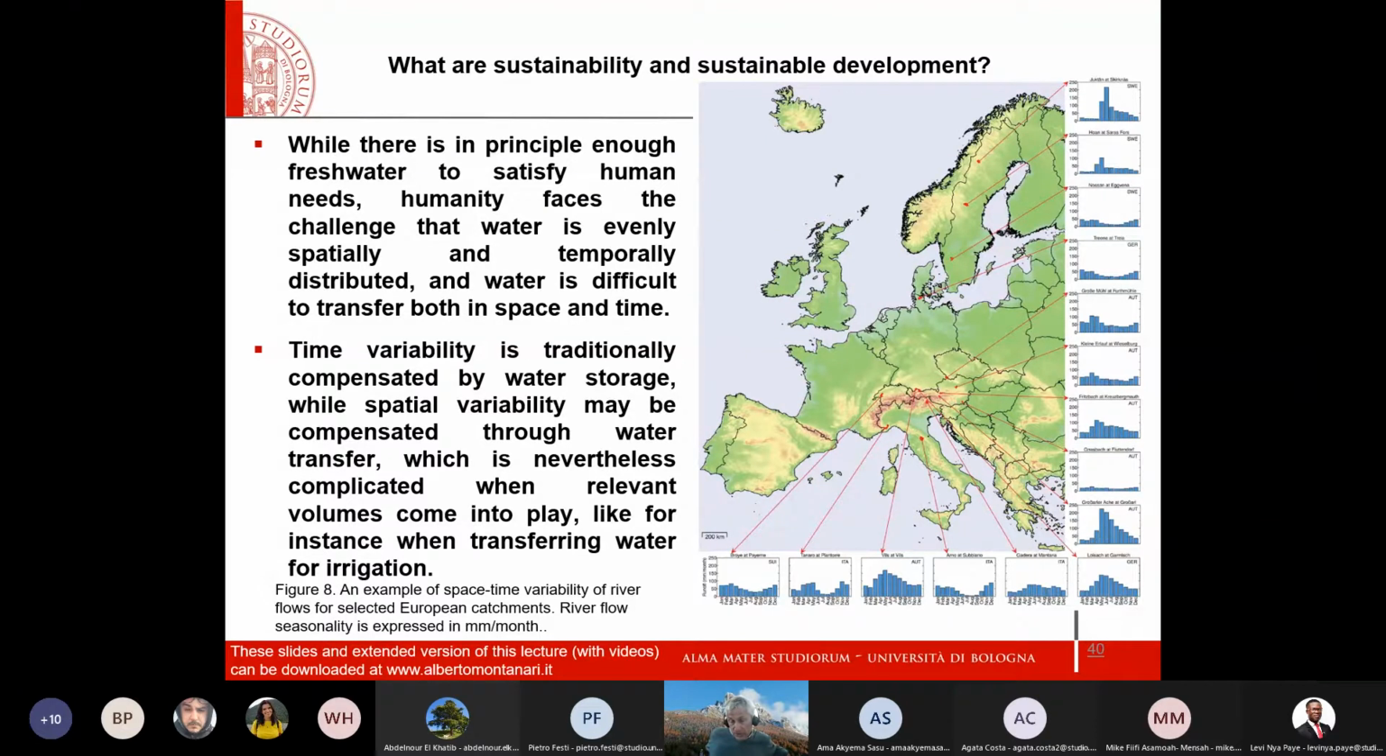How to move water in time? First of all, you can operate at the local level, and you may operate by storing water, for instance, with artificial reservoirs. And this is a classical engineering solution. Again, with the artificial reservoirs, you don't move water in space, you move water in time.